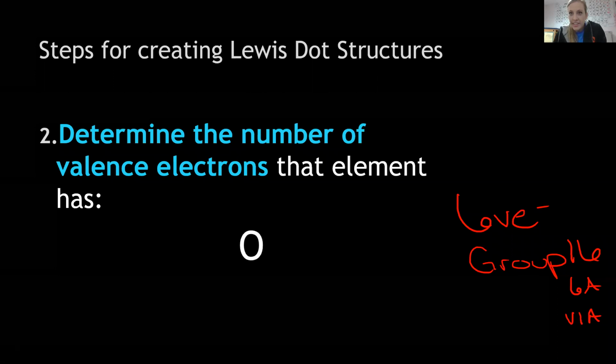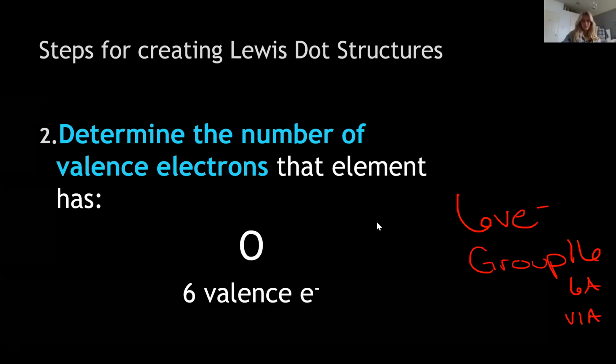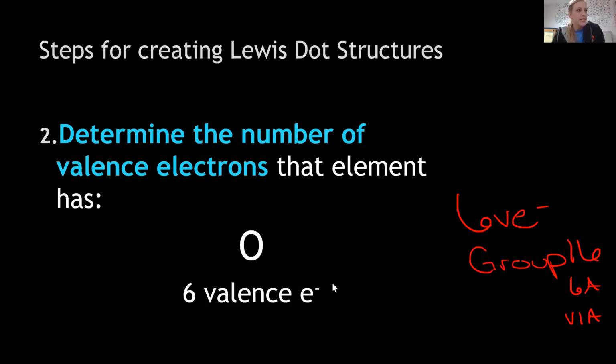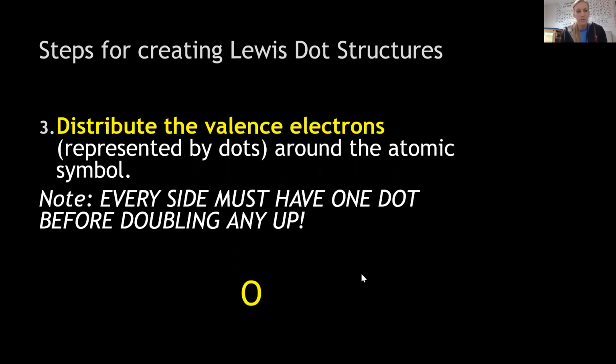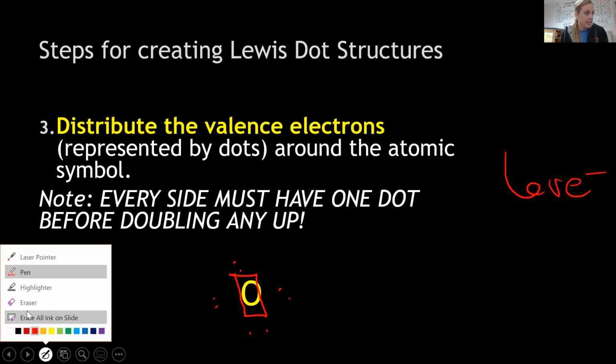All right. Next, we have 6 valence electrons. Now we need to know the number of dots. So we know we have 6 valence electrons, right? So we need 6 dots. Each one is a single valence electron. Now, the tricky part of this is you have to pretend that there's an imaginary box around your element symbol, just like the periodic table block. And you have to put a dot on each side before you double up. Now, this isn't the correct number. I was just demonstrating something there, okay?